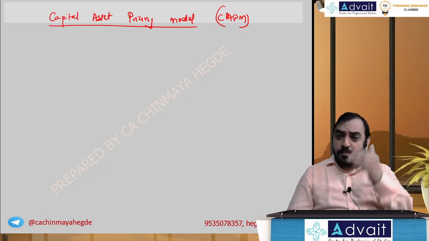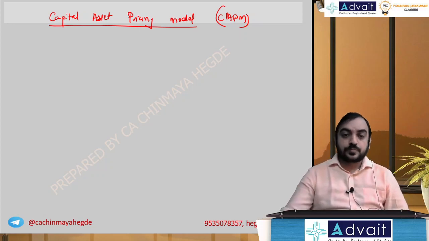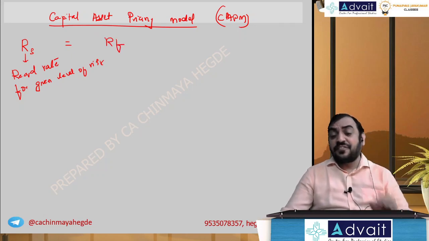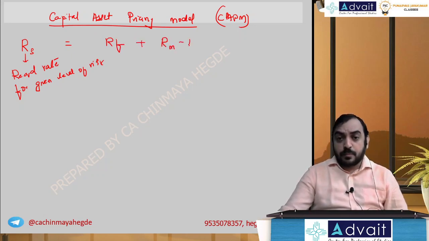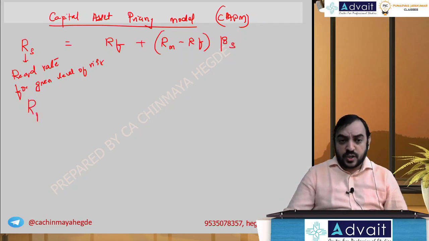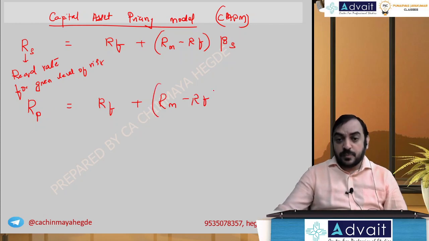Okay, so let me give the formula, then the graphical presentation and its interpretation. The formula is given by return of security, this is expected return or required return for a given level of risk. Return of security is given by RF, risk free rate, plus RM minus RF, RM meaning market return minus risk free rate, multiplied by beta of security. If you want it for a portfolio, return of portfolio is risk free rate plus RM minus RF multiplied by beta of portfolio.